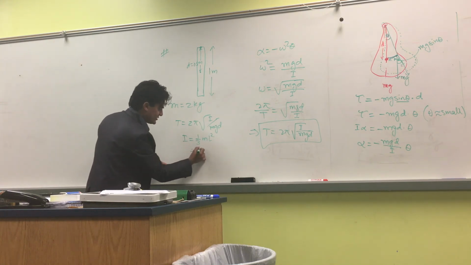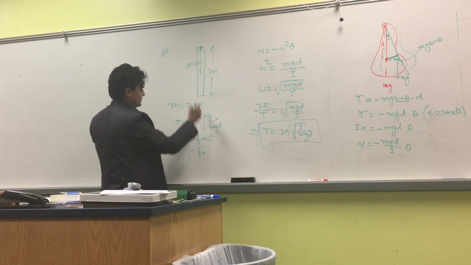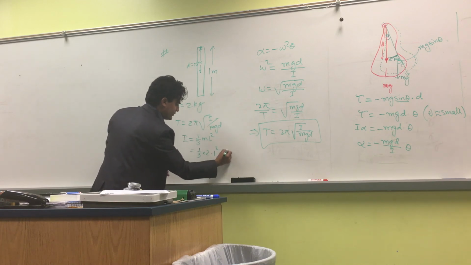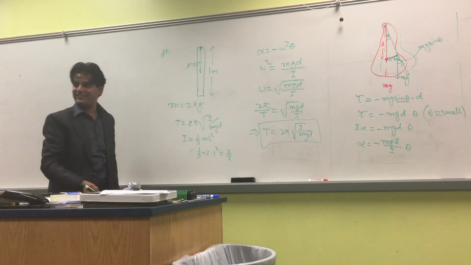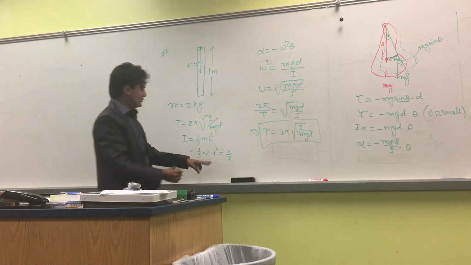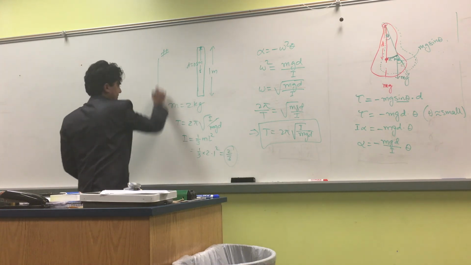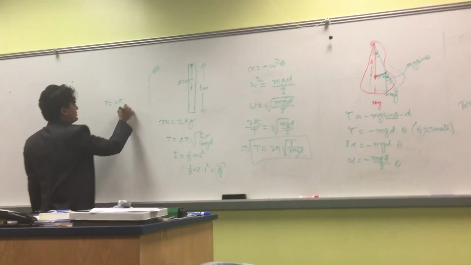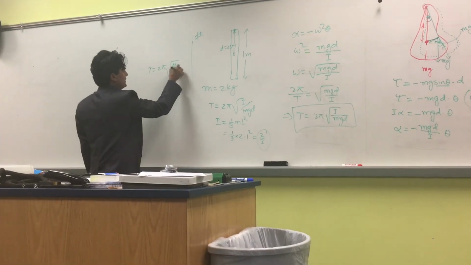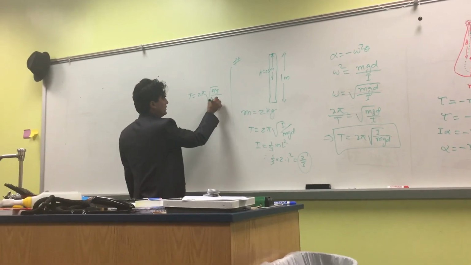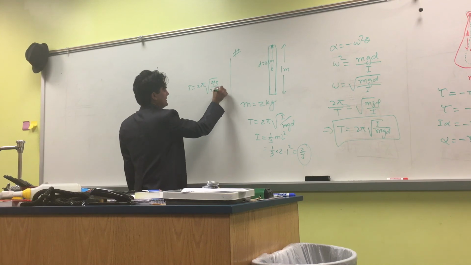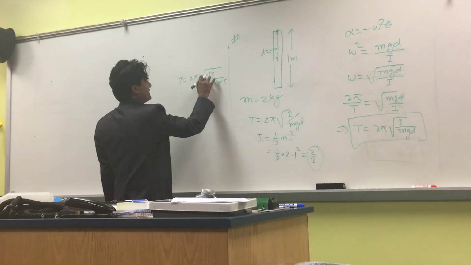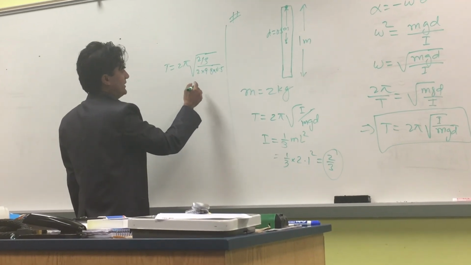Once you get I, just do it for me. Your mass is what? 2. L is what? L is 1. 1 squared, oh, I don't need your help, it's simply 2/3. Is that right? So now let me go here. Your time period is 2 pi square root, so this will be 2/3 over your mass, which is 2, times gravity, 9.8, times your d, which is 0.5. Let's calculate this quickly and then give me the number.